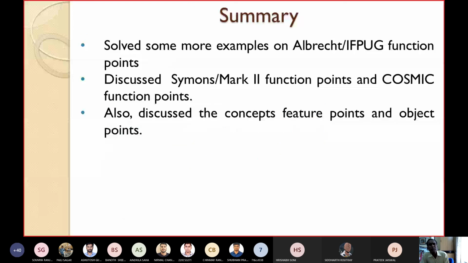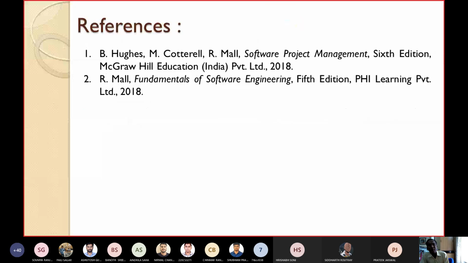So today we have solved some more examples on Albrecht IFPUG function points. We have discussed another function point known as Siemens Mark II function points. We have also discussed the COSMIC function points. Here we have also discussed the concepts of feature points and object points. We have taken this from these two books.